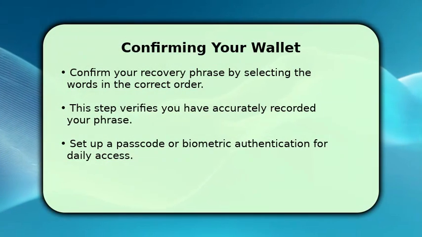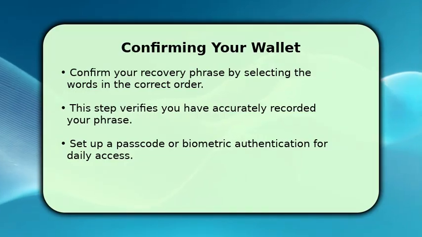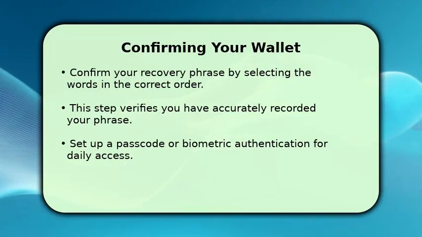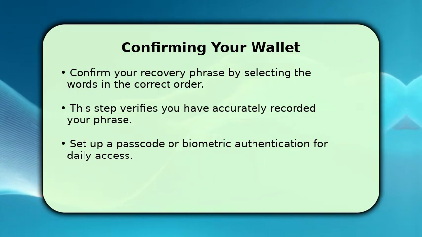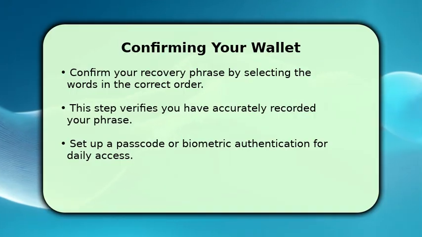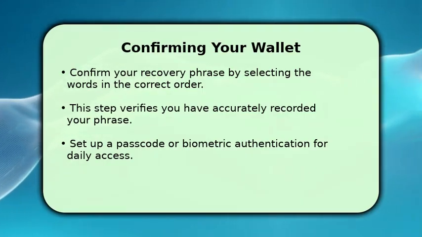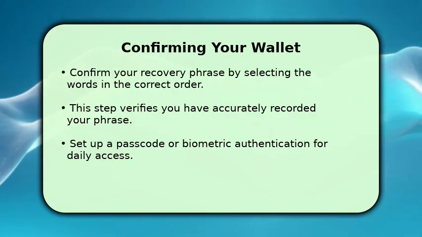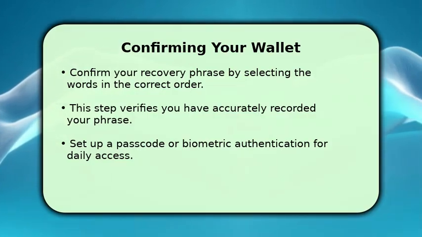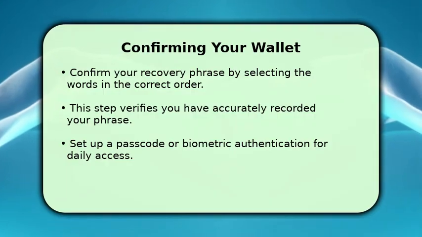After writing down your recovery phrase, the app will ask you to confirm it. You will need to select the words in the exact sequence you recorded. This confirmation ensures you have accurately noted your phrase, which is vital for future recovery. Once confirmed, you can set up a 6-digit passcode or enable biometric authentication for quick, secure daily access. Your Trust Wallet is now successfully created and ready to use.